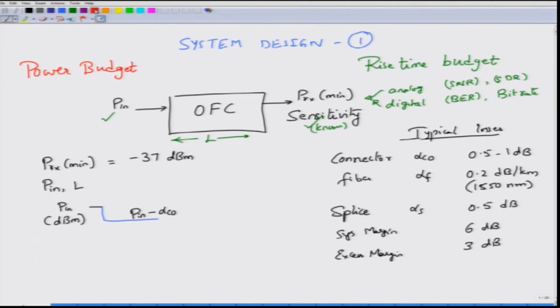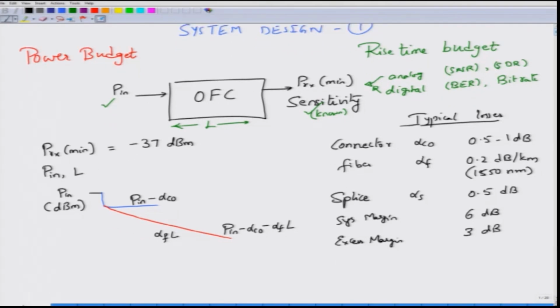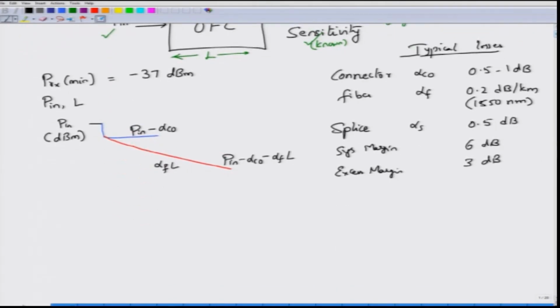At this point the power actually starts decaying because the fiber introduces a loss, and at the end of the transmission over a length L, the total loss in the fiber is alpha F into L. Therefore, the power at this point will be P in minus alpha C0 minus alpha F into L. Alpha F is measured in dB per kilometer and L is measured in kilometers. Okay. Now, what happens next?